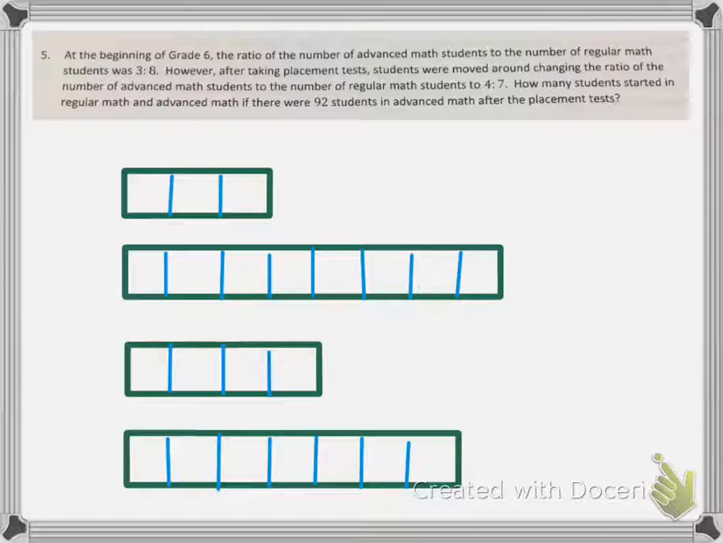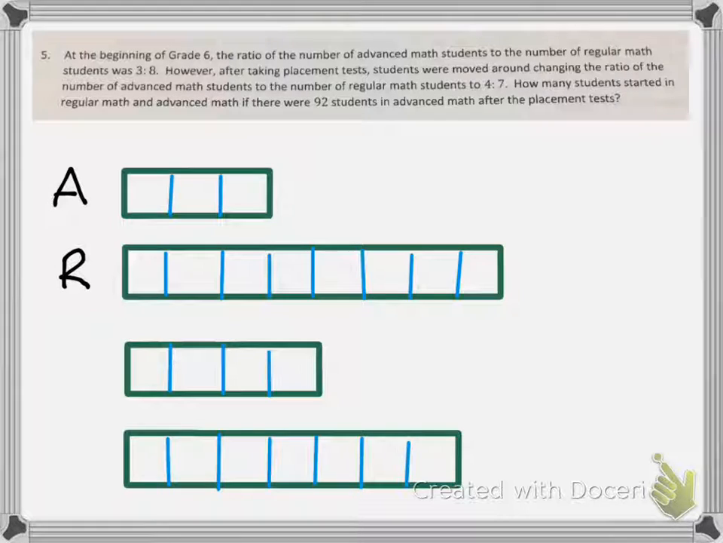I've already made the tape diagrams for us so that we could label them so we knew what each tape stood for. So you can see I have a 3 to 8 ratio, 3 boxes compared to 8 boxes. Remember, order matters on ratios. So in this case, we're comparing the number of advanced math students to regular math students. So I'm going to mark these with an A for advanced and an R for regular.